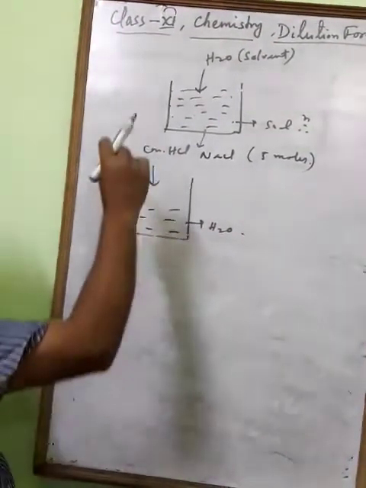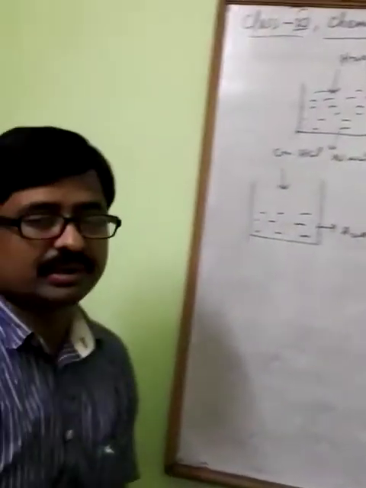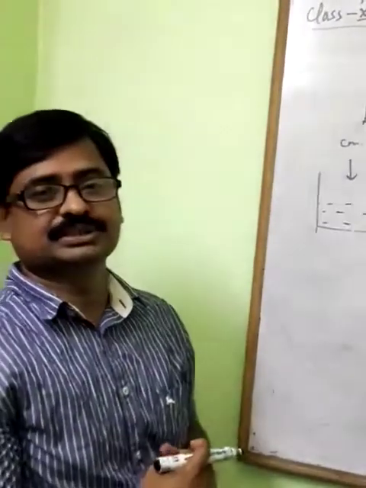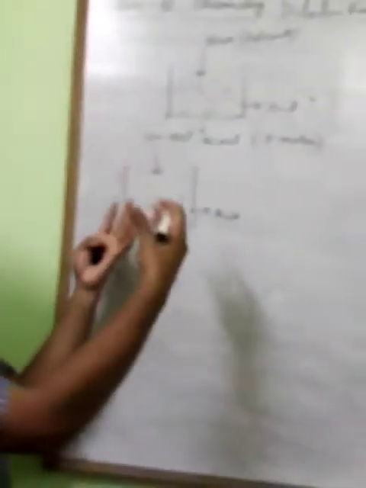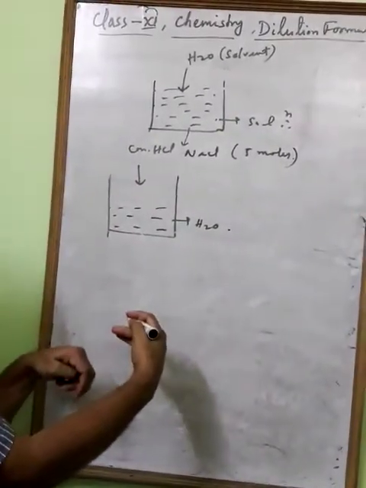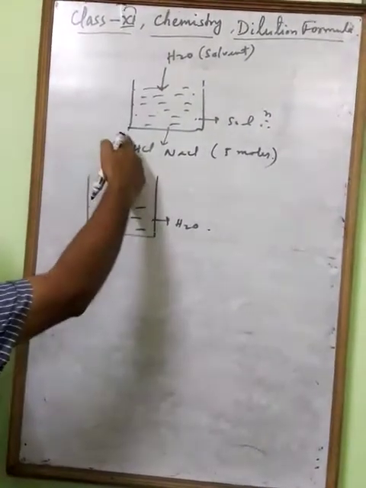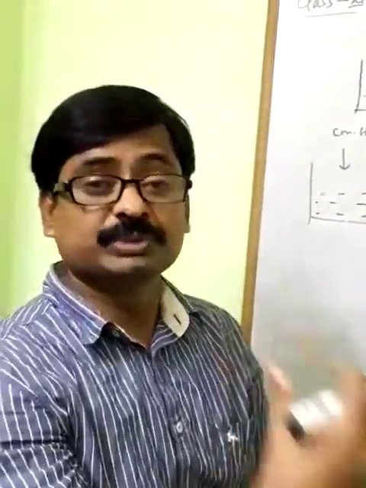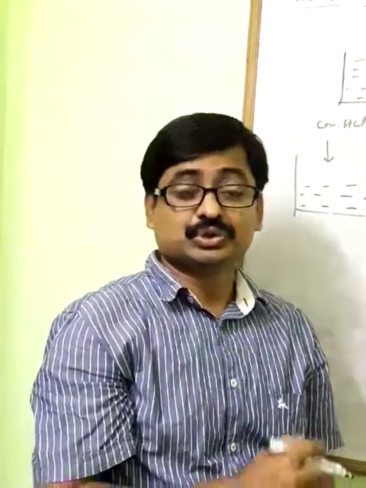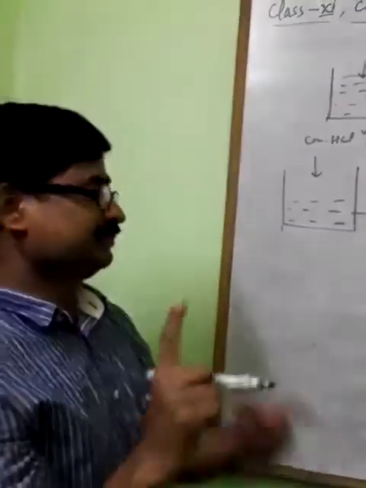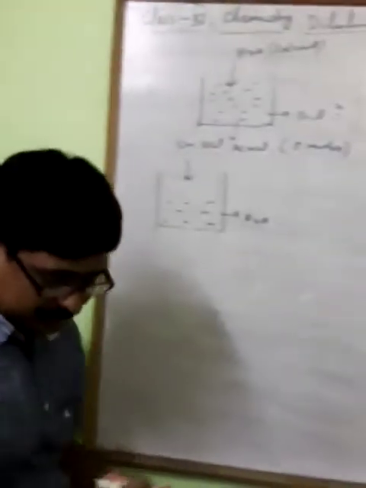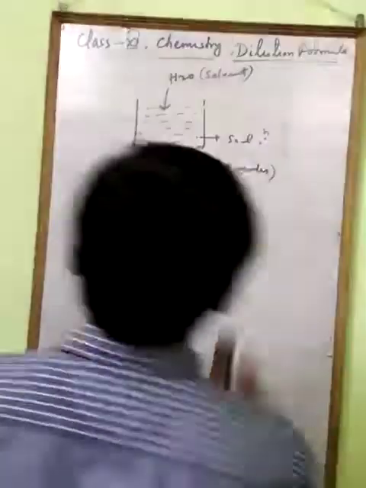Why? When you put acid in water, the surface area of water will be high, so the rate of the explosive reaction will be less. But if you do just the opposite, water in acid, then the surface area of acid will be high. So what will happen? An explosive reaction will occur. So keep in mind, always put concentrated acid in water while you are doing dilution.